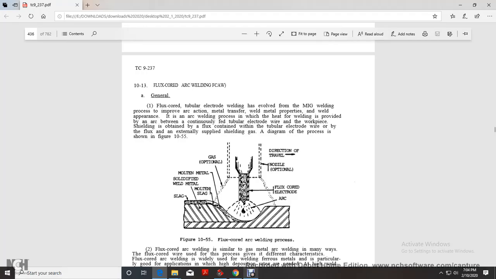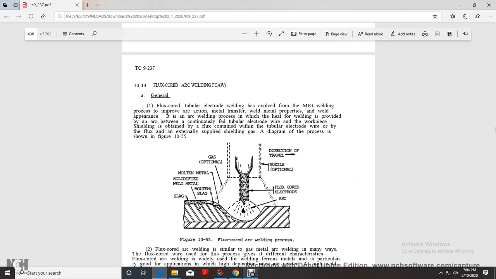Alright, flux core arc welding. Flux cored arc welding, which uses a tubular electrode, has evolved from the MIG welding process. The heat of welding is provided by an arc between the work piece and a continuously fed tubular electrode wire. Shielding is obtained from the flux contained within the tubular electrode wire, or from flux together with externally supplied shielding gas. The process is shown in figure 10-55.